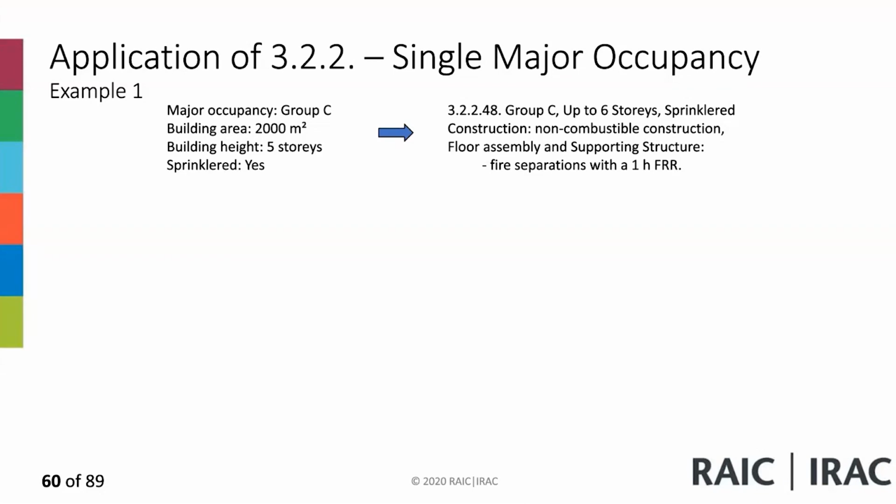Question. What's the difference between this one and 3.2.2.50, which is up to 6 stories sprinklered? Okay, 3.2.2.50, if it is sprinklered throughout, is not more than 6 stories. It's got a limit on height, and it has a building area of not more than 1,800 meters squared if it's 5 stories. Your building area here is 2,000 meters squared. Can you use 3.2.2.50? No, because it doesn't meet the area requirements.